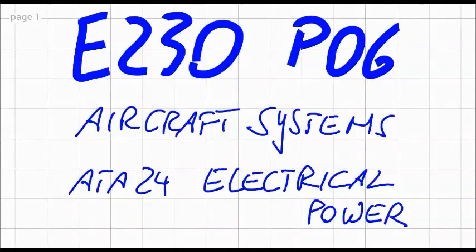Let's think about this. Let's design an aircraft electrical system of a very simple form. We just have a DC bus. So this is our DC bus. And that will be supplied by, let's say, a battery on this side.